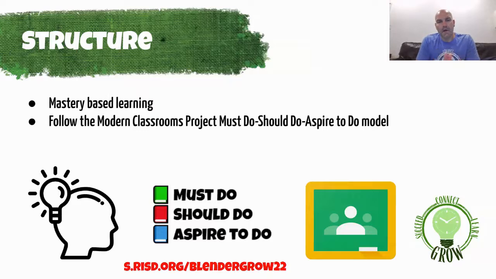The second thing is, I follow the Modern Classrooms Project, which is their model called the must do, should do, aspire to do model. So the way it's structured is that a must do assignment is one which shows direct mastery or will lead to mastery of the content.